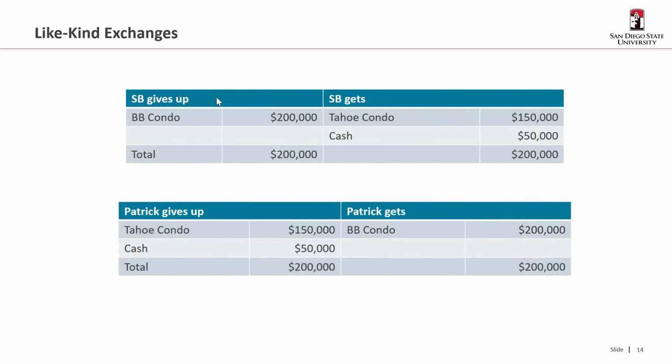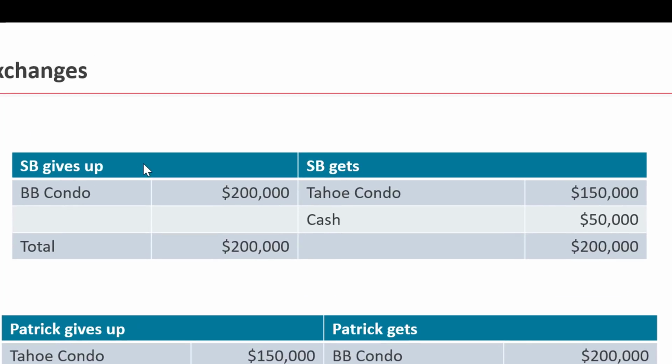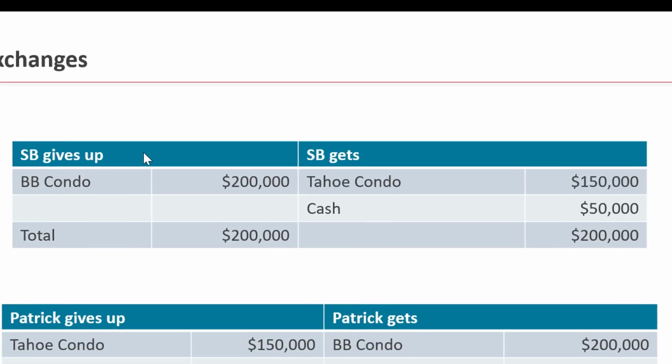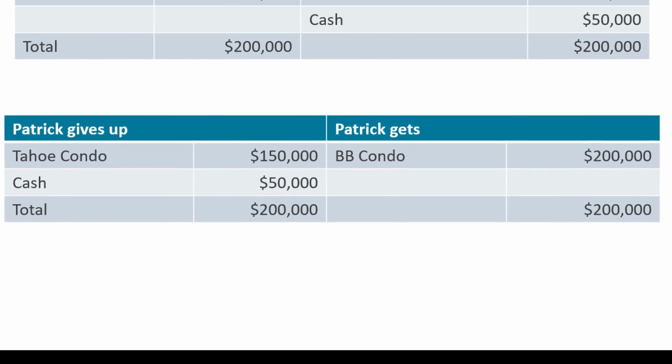All right, let's look at what this transaction looks like. So in the top box, we see what is happening with SpongeBob. So SpongeBob is giving up his Bikini Bottom condo worth $200,000. In exchange, he's receiving a Tahoe condo worth $150,000 and $50,000 of cash. Patrick is simply the mirror reflection of that. He's giving up the condo and the cash, and he's getting the Bikini Bottom condo worth $200,000.